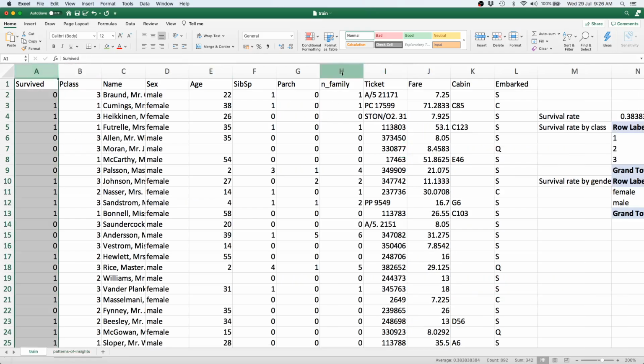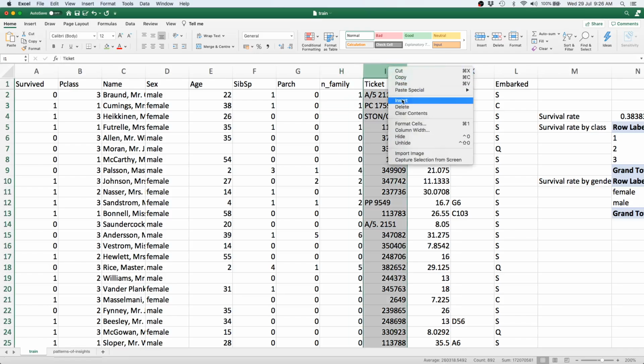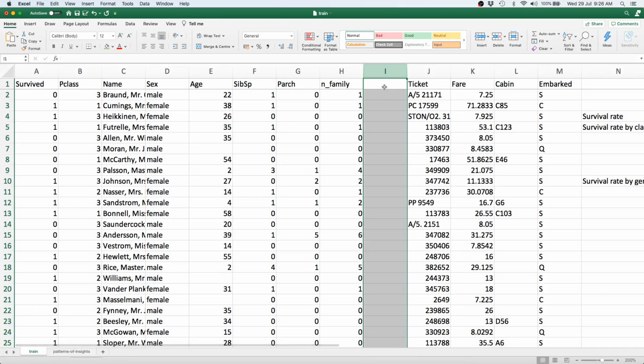So essentially, we just need to perform some sort of a logical operation on this column which tells us that if this number is greater than 0, then that person was traveling with their family, or if that number is 0, then that person was not traveling with their family. So let's introduce another column which we will simply call family.